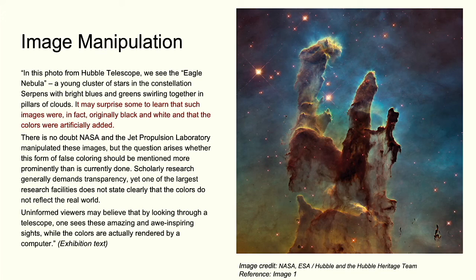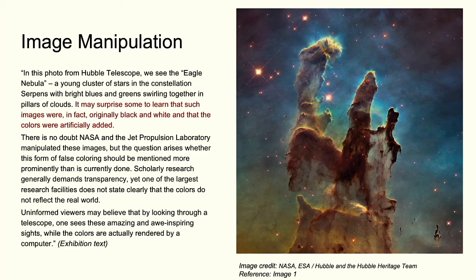This photo is a young cluster of stars in the constellation Serpens, bright blues and greens swirling together, but it was originally black and white. There wasn't really this set of colors here. We have no doubt NASA and the Jet Propulsion Laboratory actually manipulated these images.